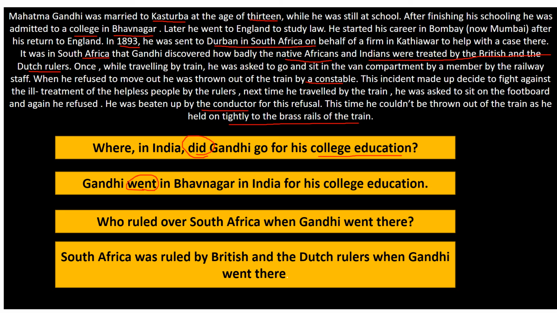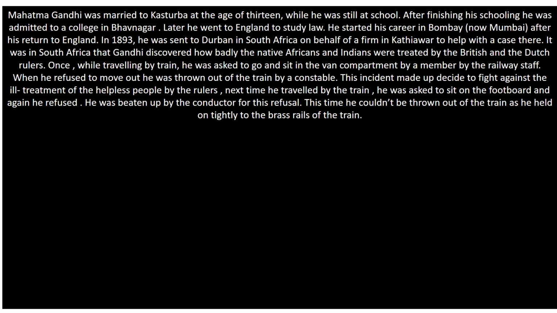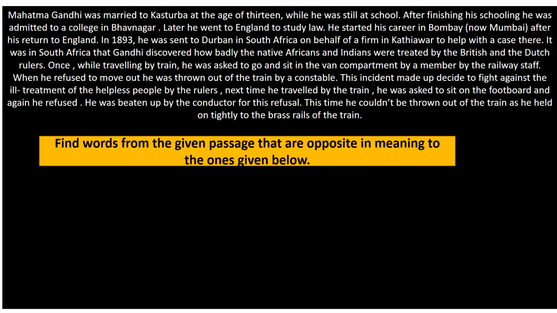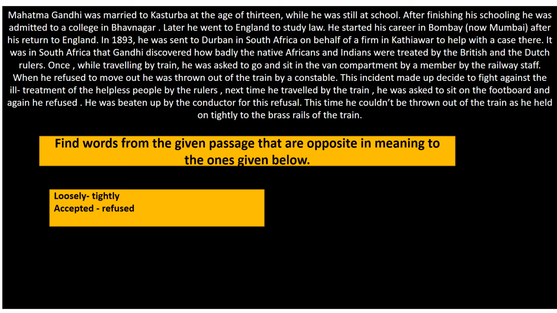I just think that you are able to understand how to solve comprehension, synonyms and antonyms, and how to mark the important things when you are reading the passage, how to read the question, what are the important things you find in the question you need to mark, and that very thing you need to mark when you are reading the passage. So here we have the last question, that is you need to find opposites of the given words that are loosely, tightly, accepted, refused. In this manner you need to solve your comprehension.